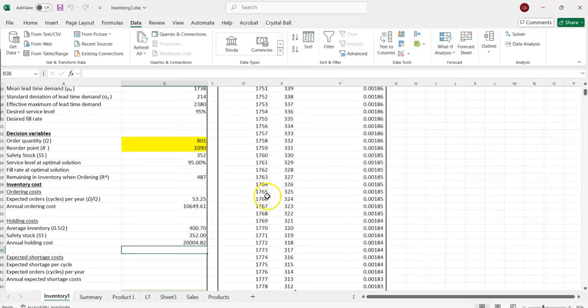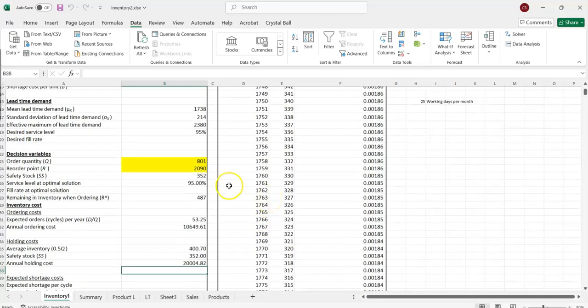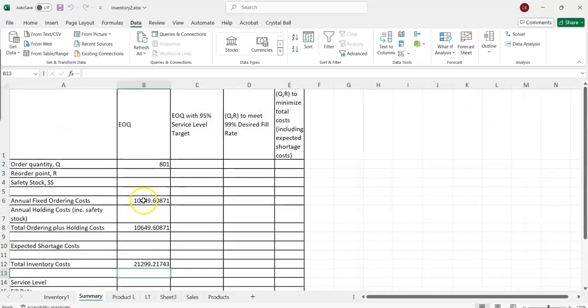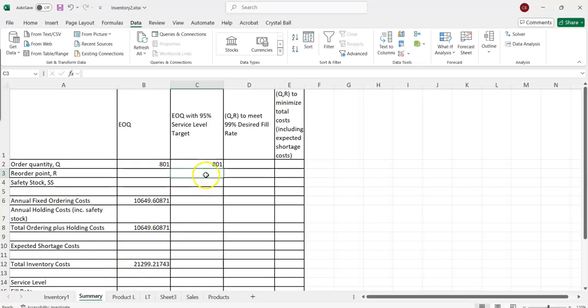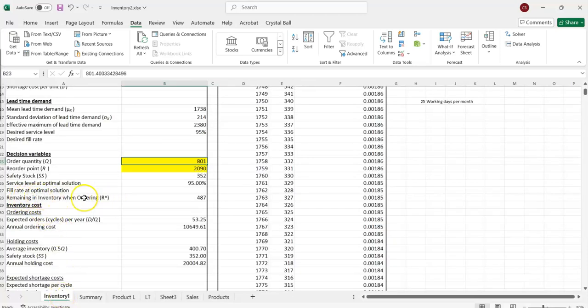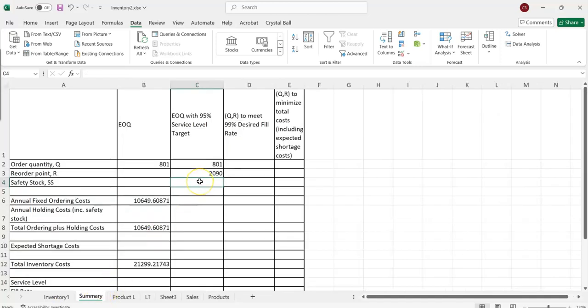And so we have our solution. We still have an order quantity of 801. Notice this is still the economic order quantity. We have a reorder point of 2090. It's a large reorder point, and we need to discuss what happens when the reorder point is greater than the order quantity, but we'll do that later. That will involve this line here, remaining when ordered. The safety stock is 352.